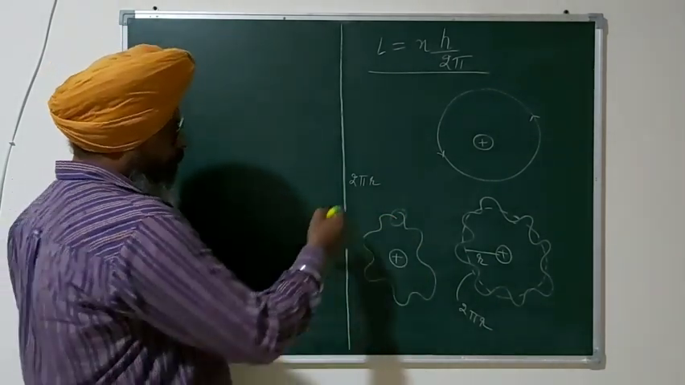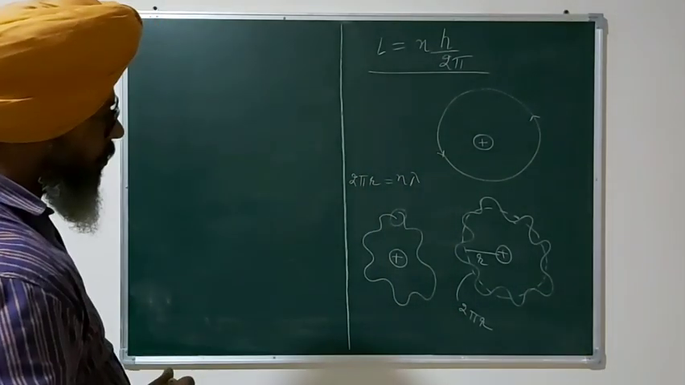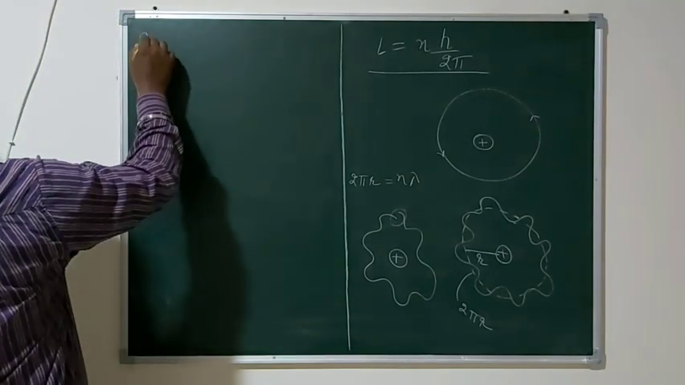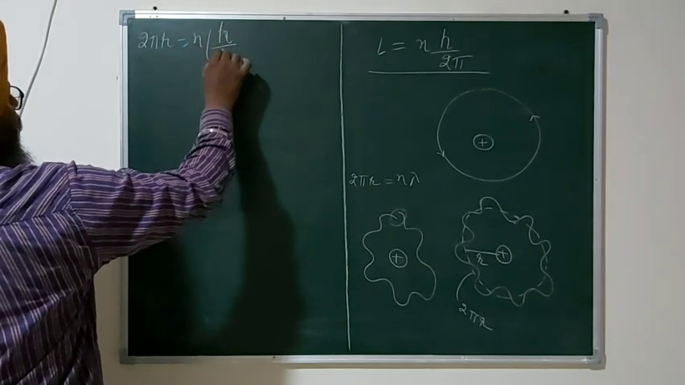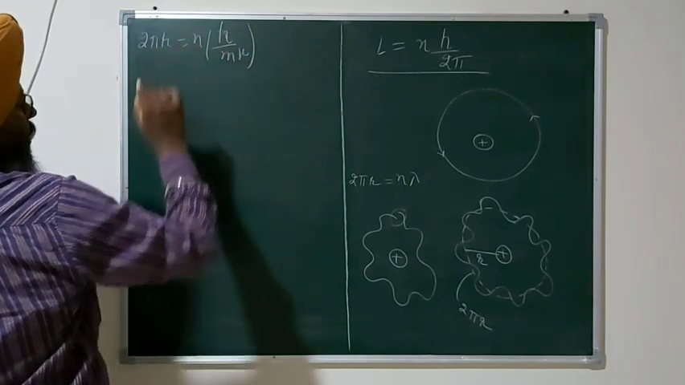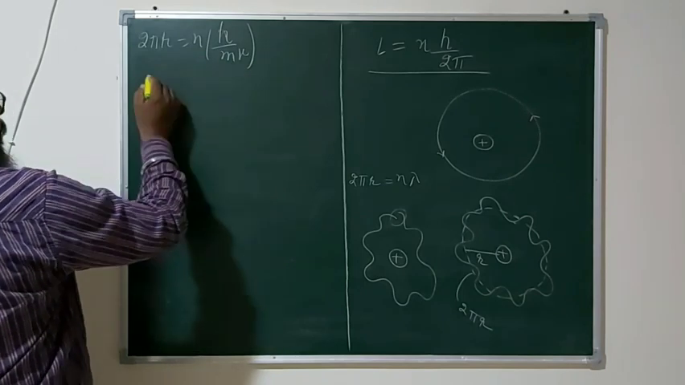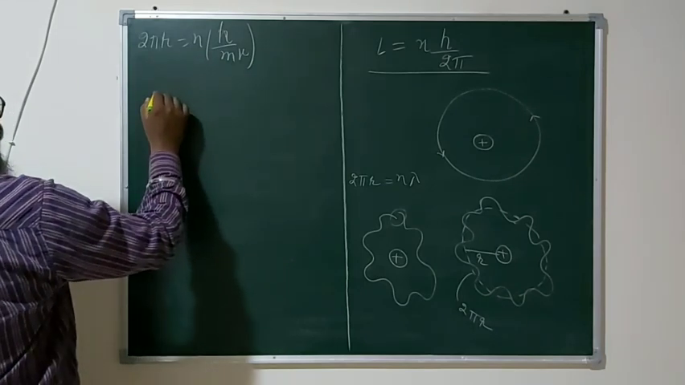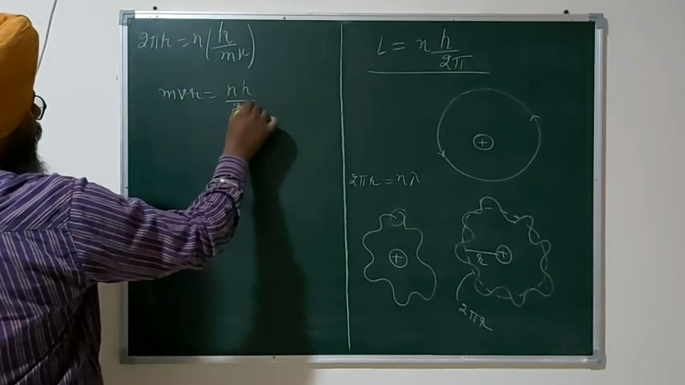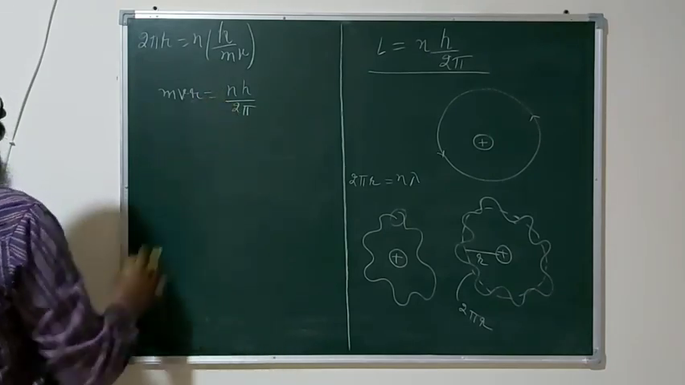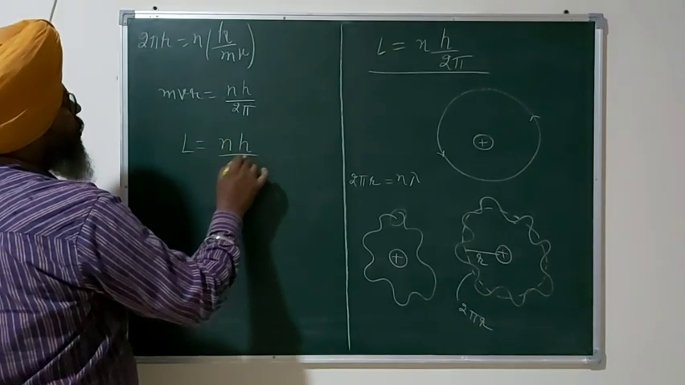So therefore we must have 2 pi r is equal to n lambda. Lambda is nothing but h upon mv, which comes from de-Broglie's formula. And I can take mv on the left hand side and 2 pi on the right hand side. It will become mvr is equal to nh upon 2 pi. mvr is nothing but the magnitude of the angular momentum of the electron revolving around the nucleus. So therefore L will be equal to nh upon 2 pi.